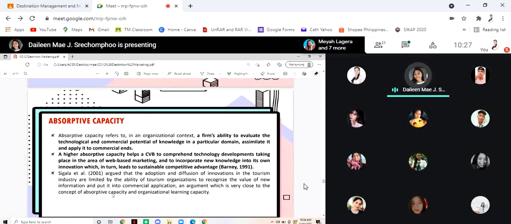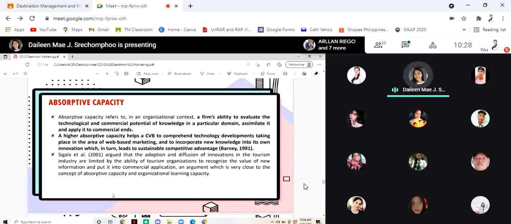So, kapag daw mataas yung absorptive capacity ng CVB, pag mabilis nilang na-adapt or na-absorb yung mga technological development na maaari nilang magamit sa pag-market online, mas nagiging sustainable at competitive yung kanilang websites.